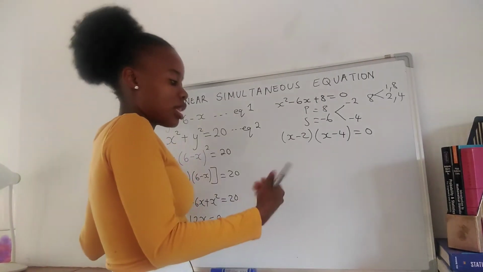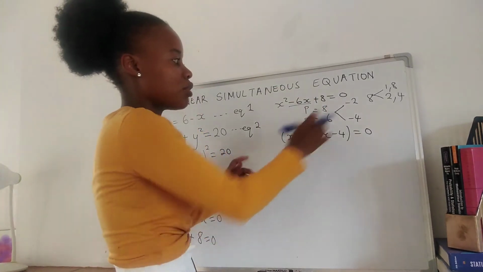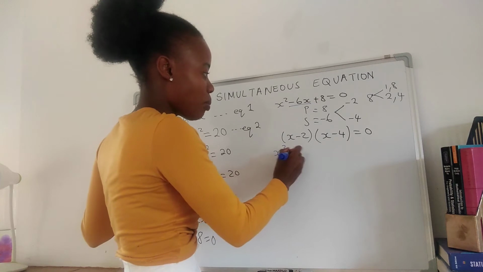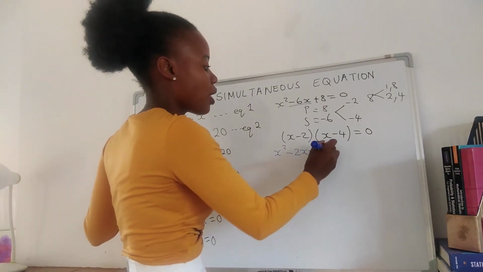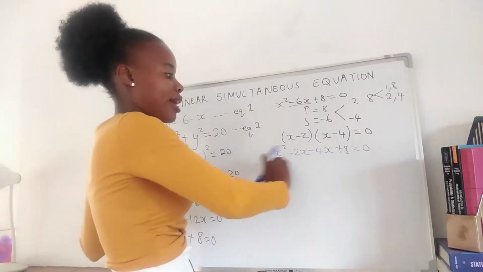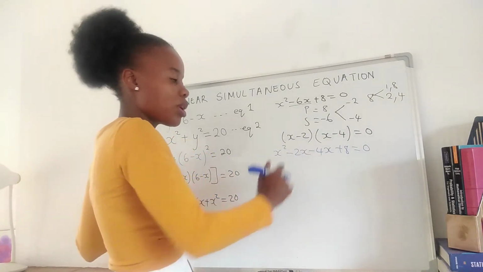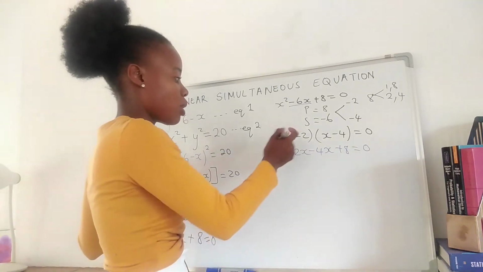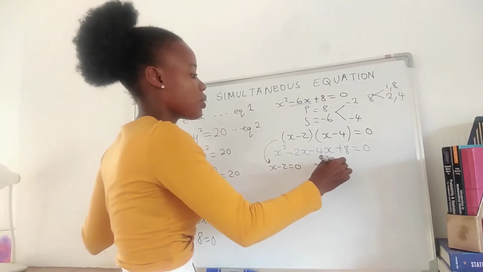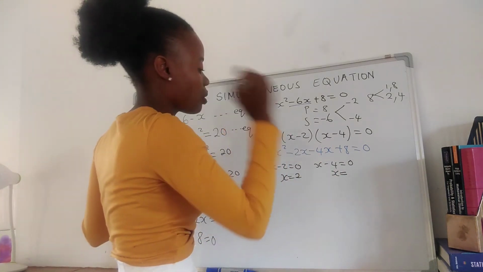Or you can use the long method, whereby instead of using negative 6x, you use negative 2x and negative 4x, which is x squared minus 2x minus 4x plus 8 equals to 0. Okay, if you factorize this, you're going to have something like this. After that, you equate the first bracket to 0 and the second bracket to 0. So we're going to have x minus 2 equals to 0, x minus 4 equals to 0. x is equals to 2, x is equals to 4.